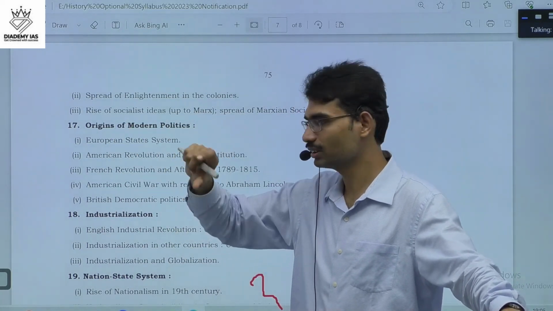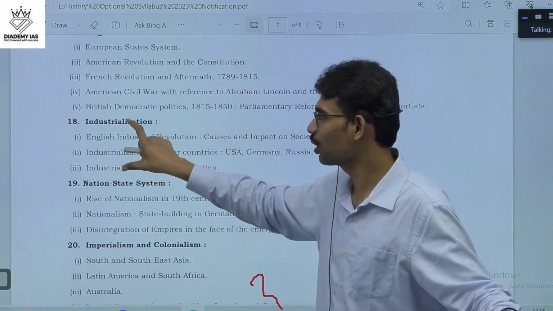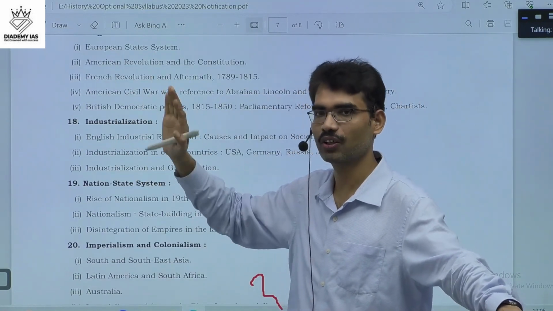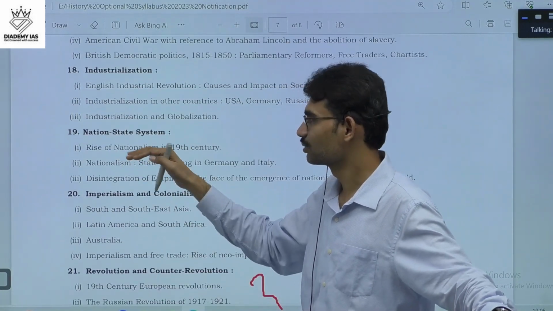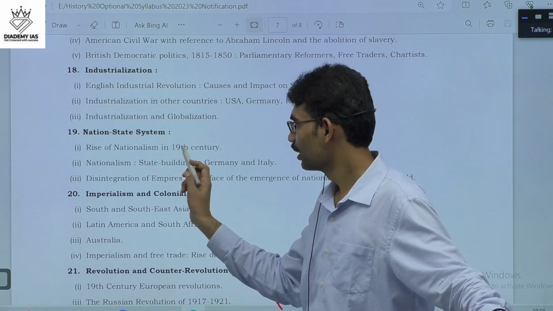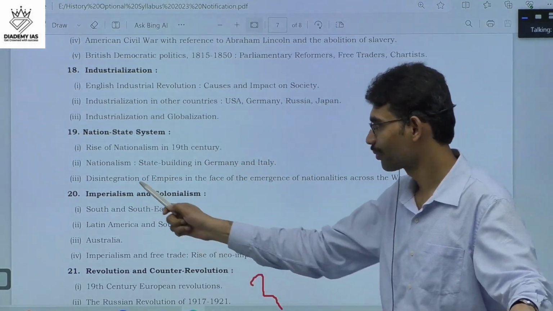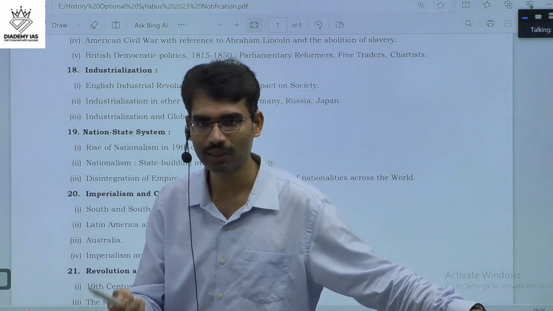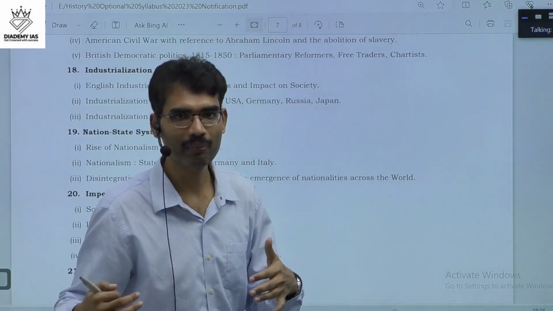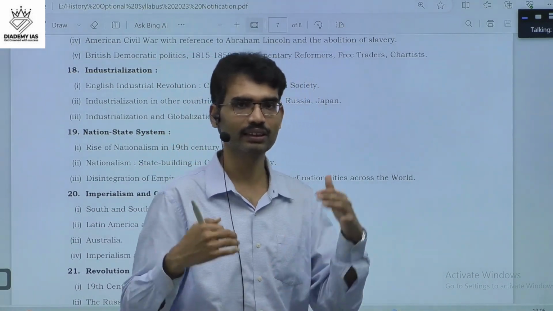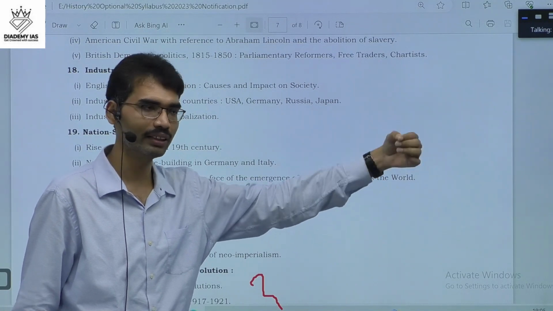Different geographic location, politics. Now industrialization, it talks about economy of British, economy of USA, economy of Japan. Nation states, again politics. Nationalism, state building in Germany, German unification, Italian unification. Disintegration of empires, again politics, how Mauryan disintegration happened, how Gupta Empire disintegrated, how Mughal Empire disintegrated. Likewise, in other parts of the globe also, some empires were there, they disintegrated.